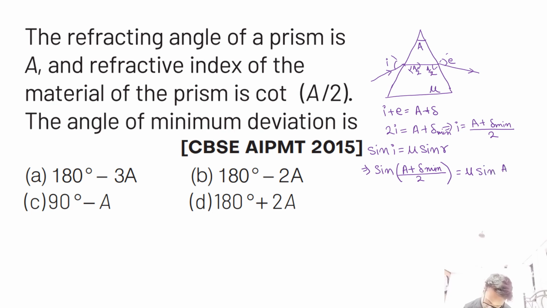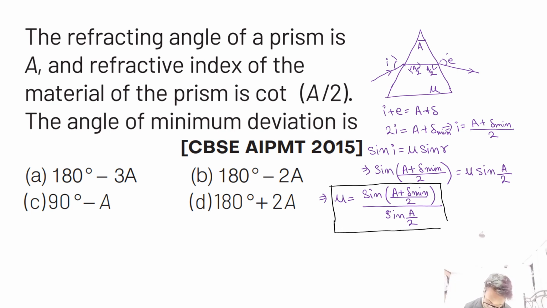Sine of A by 2. Or mu is equals to sine of (A plus D minimum) by 2 divided by sine of A by 2. Okay, now this is one of the standard formulas that you have to remember. First remember all those formulas that I have taught you, then come to this formula to remember.